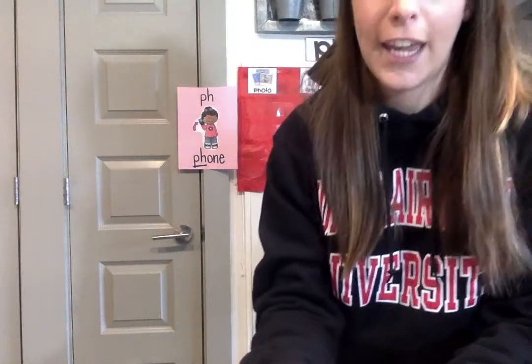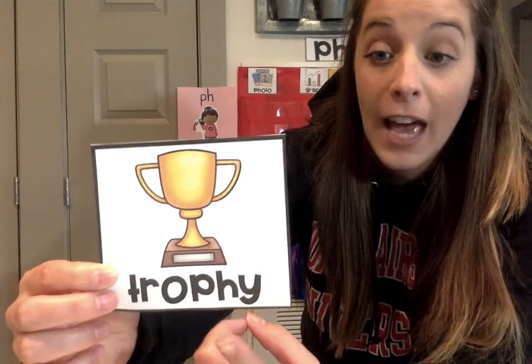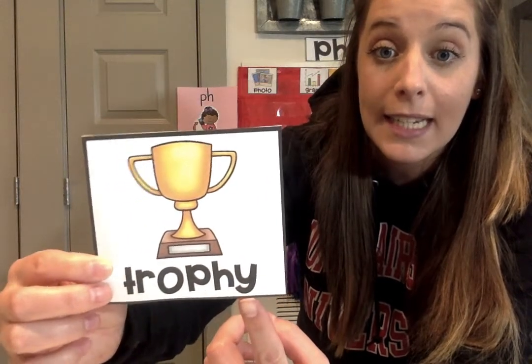Let's try another one. If you win in a competition, you might get a trophy. Trophy is our next word. Trophy. You hear that in the middle of the word. We know that TR says ter, long O says O, PH says F, and Y equals E says E. Blend that together. Trophy. Trophy.